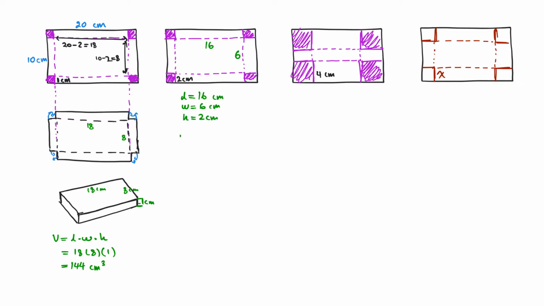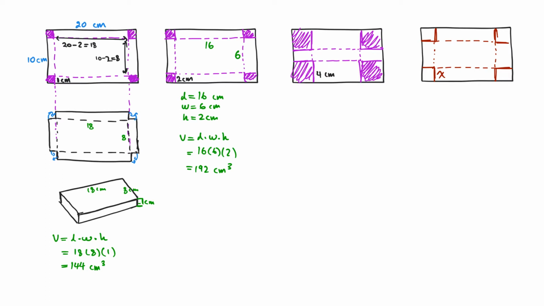Our volume is equal to length times width times height, which is equal to 16 times 6 times 2. And once I multiply these together, I will actually get 192 centimeters cubed, which is actually a larger volume than this one. So that means, as we're increasing the cutout length, we're actually increasing our volume. So for the next case, let's try 4 centimeters and see if that's going to give us a higher volume than this, or if the pattern continues to go on like this.